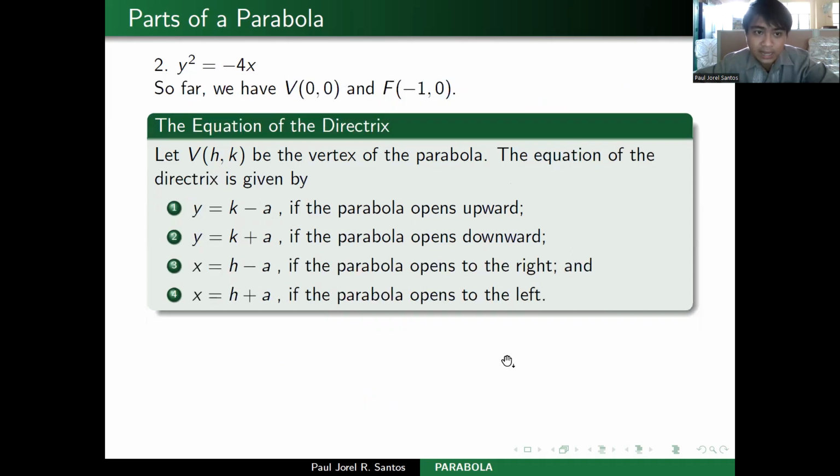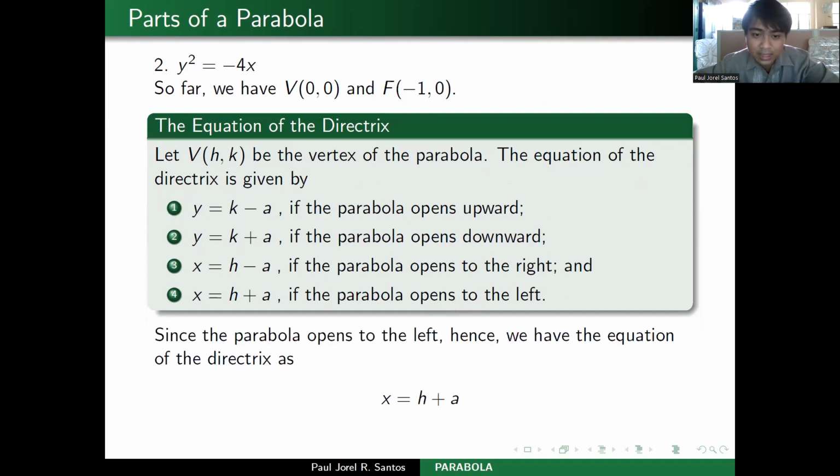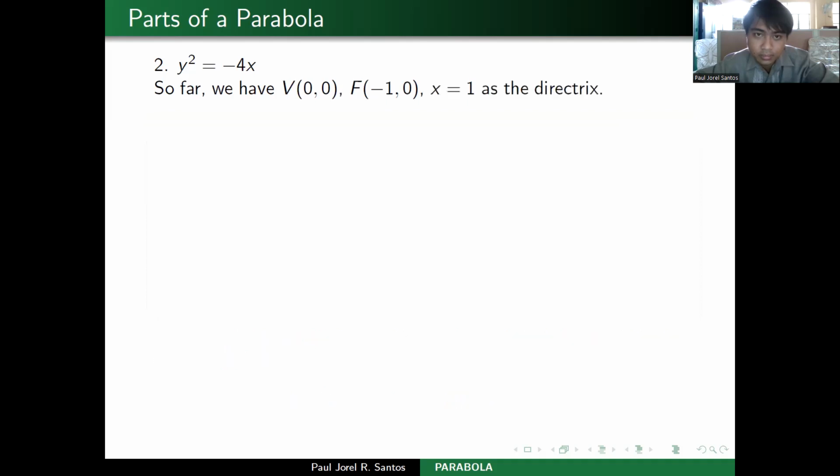Again, let V with the coordinate (h, k) be the vertex of the parabola. The equation of the directrix is given by, again, we are going to use the fourth one since the parabola opens to the left, and so we have x equals h plus a. h is 0, a is 1. So we have this equation as x equals 0 plus 1, or x equals 1.